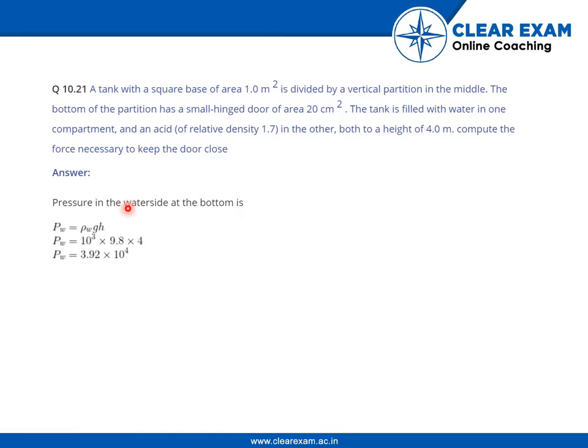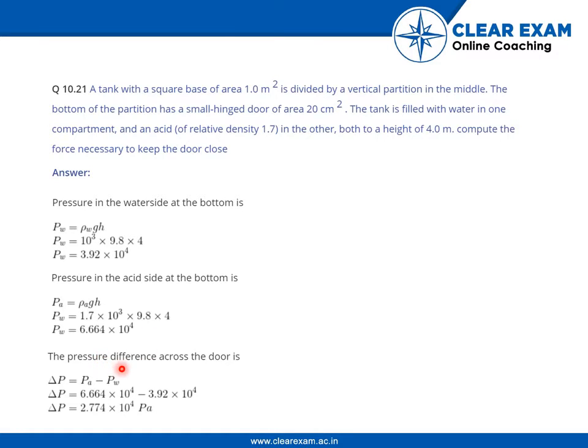So the pressure in the water side at the bottom is Pw, which is equal to rho w g h. If we put in the values, we get the value of Pw to be 3.92 into 10 to the power 4. Now pressure in the acid side at the bottom is given by the same formula. Now if we put in these values, we get it to be 6.664 into 10 to the power 4.